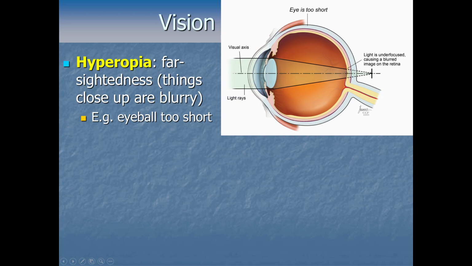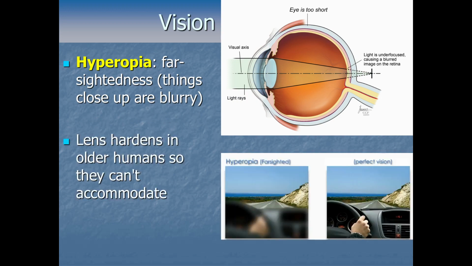Now, this isn't necessarily a problem for younger people because young eyes can use accommodation, the squishing of that lens, to compensate. And they can still focus on things up close just fine.